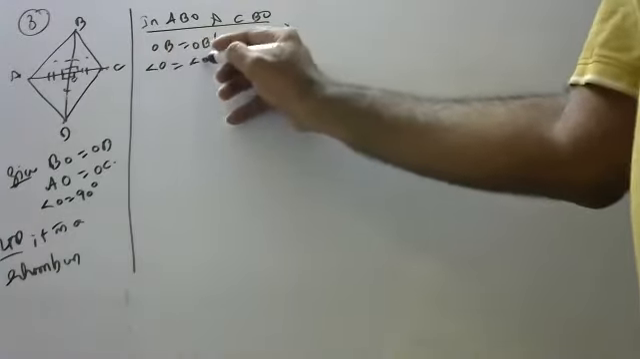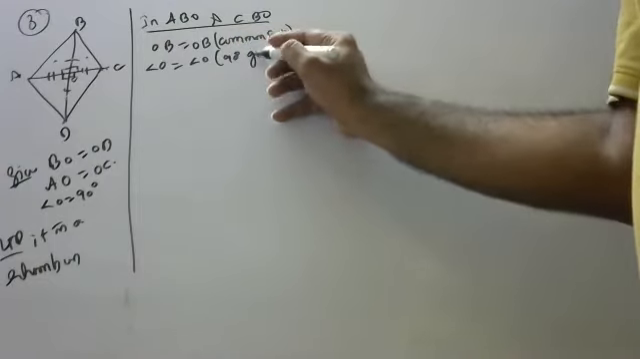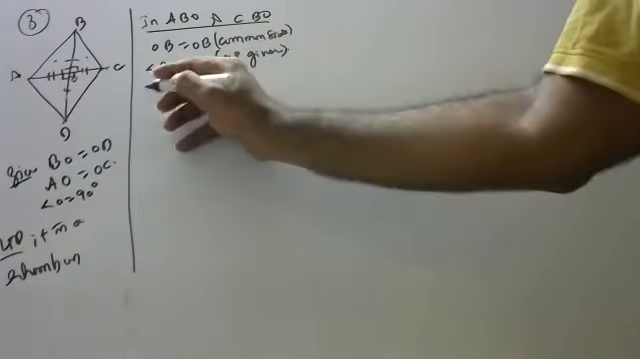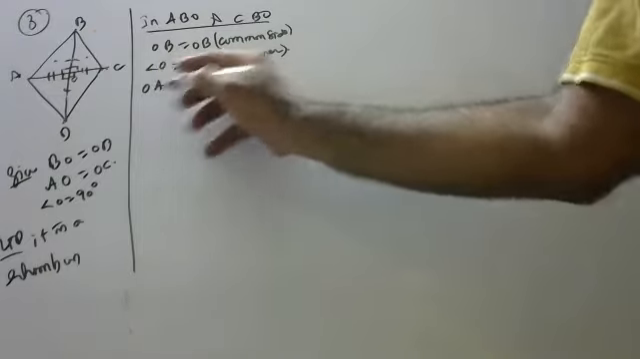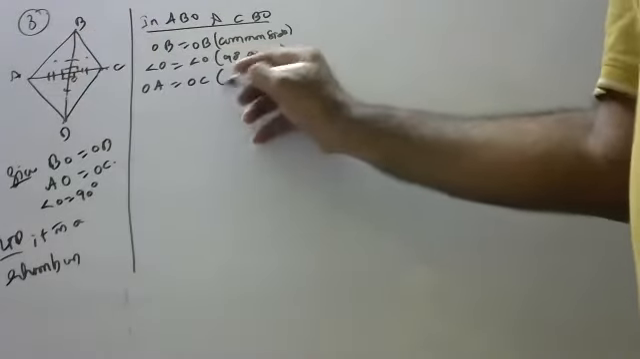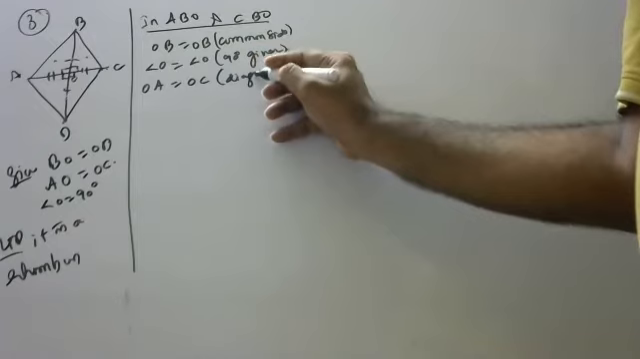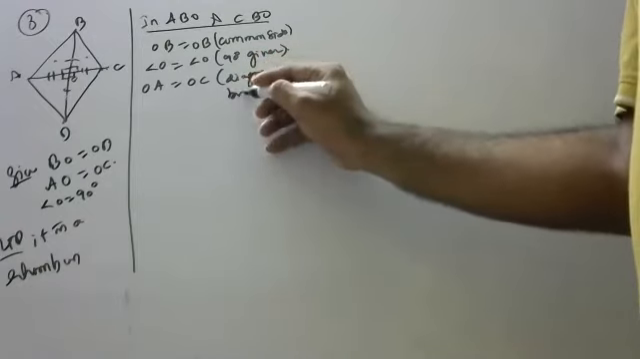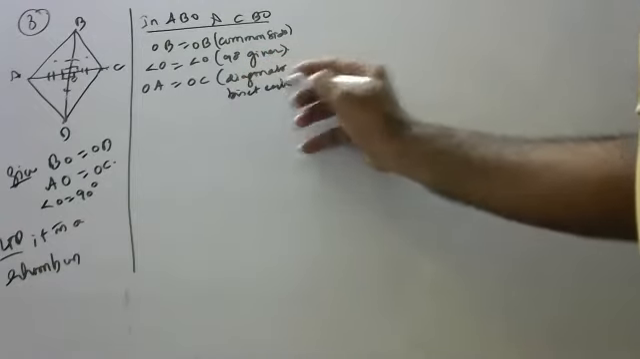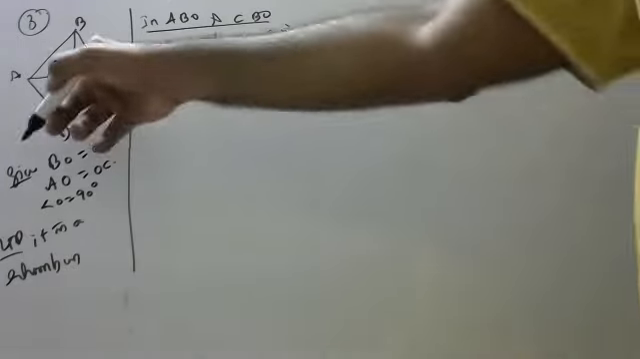Angle O is equal to angle O. Why, children? Common, 90 degrees. Angle is given. OA is equal to OC. Why, children? BD is going to bisect. Diagonals bisect each other. Here, this and this are equal.